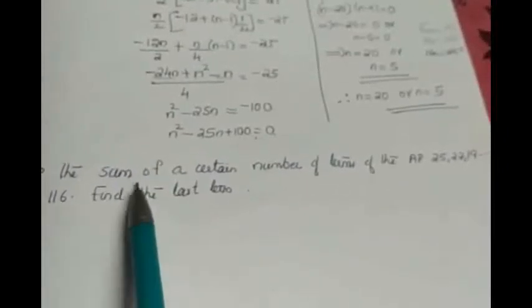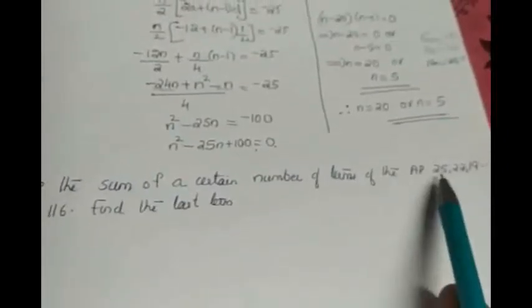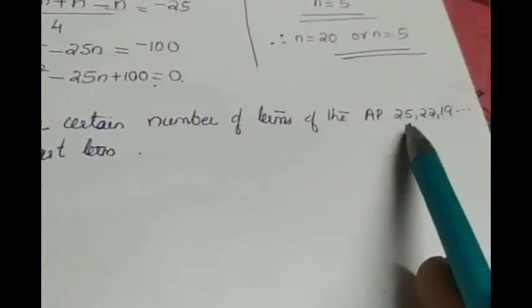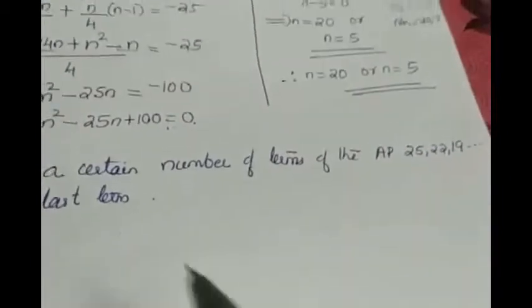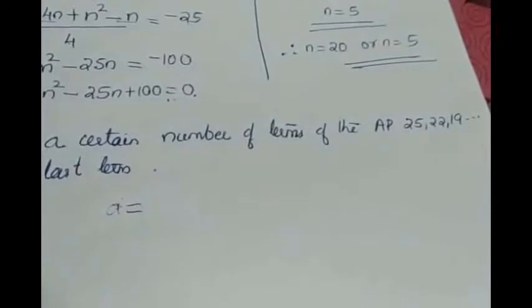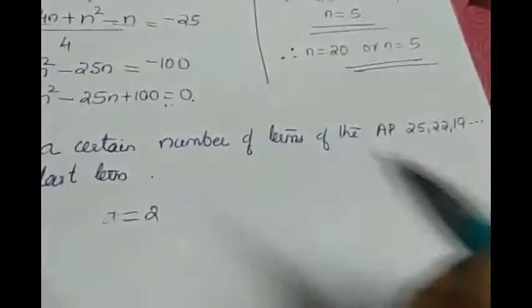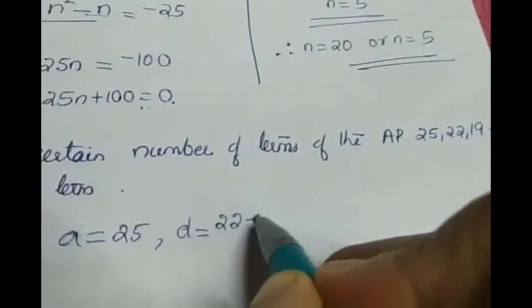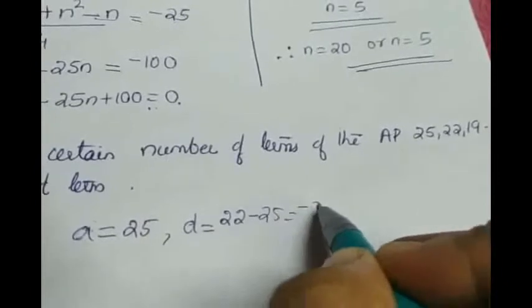Next question. If the sum of a certain number of terms of the AP 25, 22, 19, etc. is 116, find the last term. So the AP is given as 25, 22, 19, etc. Isn't it? So we can write the value of A and D. What is A? A is the first term of the AP, which is 25. What about D? D is second term minus first term, isn't it? Second term is 22 minus 25, which gives you the value minus 3.